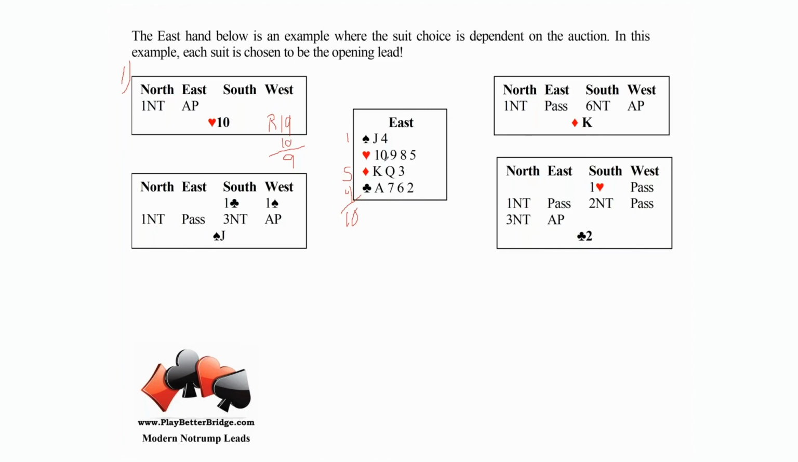What we're doing with this exercise here is getting through the thought process of choosing the actual suit. Here we choose the 10 of hearts because it's the top of a sequence. And we're going to look at sequence leads in this class.